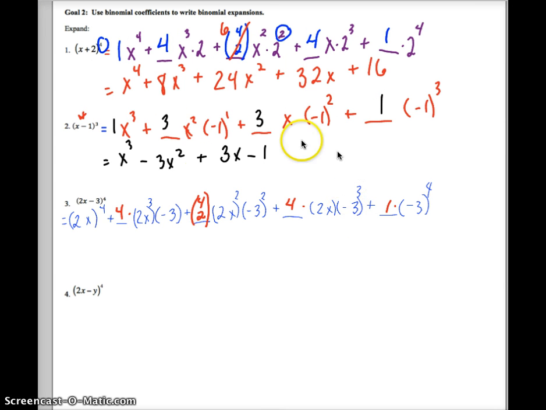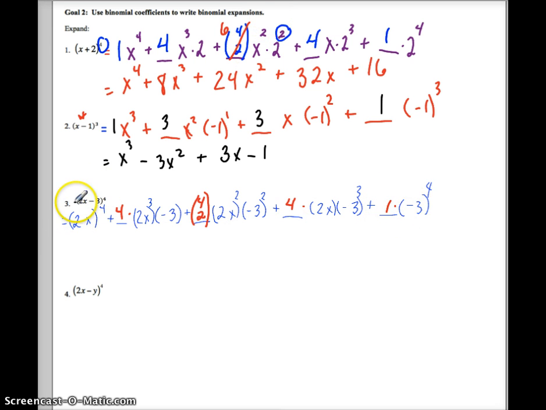Okay, let's take a look at your initial expansion. You should have the first term to the 4th power plus the first term to the third, first term to the second, first term to the first, first term to the 0. Then the second term should be to the 0 power. That's why we don't see it here. Then negative 3 to the first, negative 3 to the second, negative 3 to the third, and negative 3 to the fourth. And then I went back in and placed my coefficients in red.